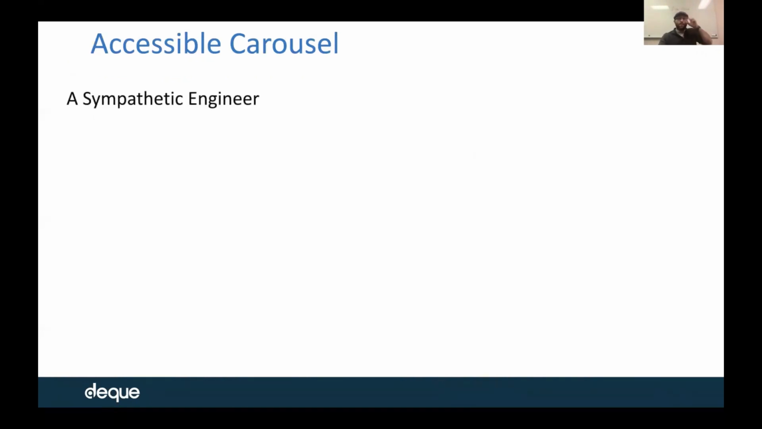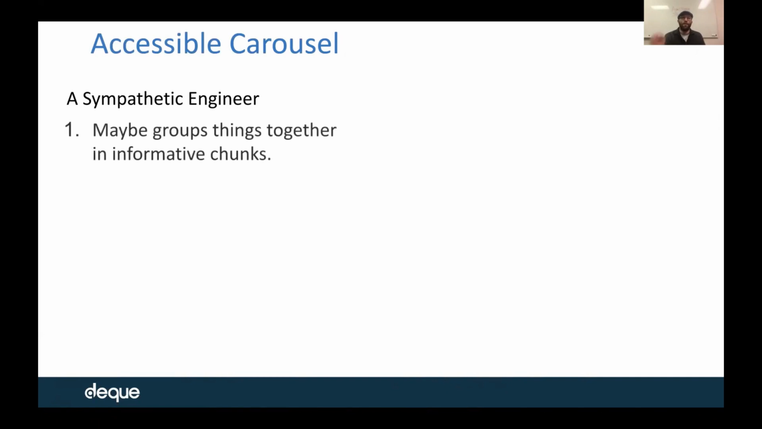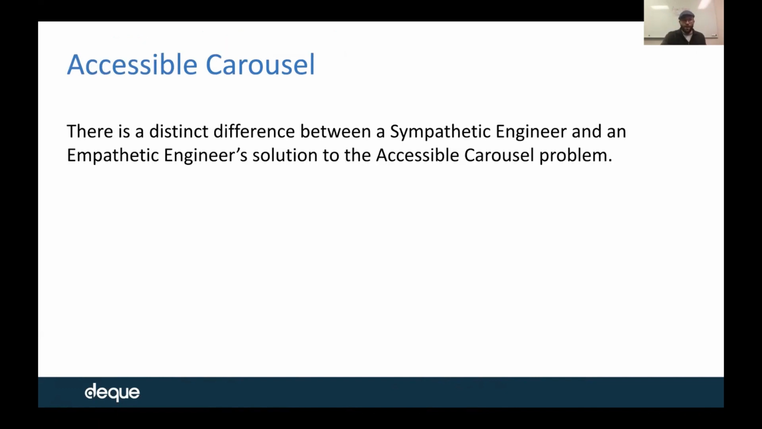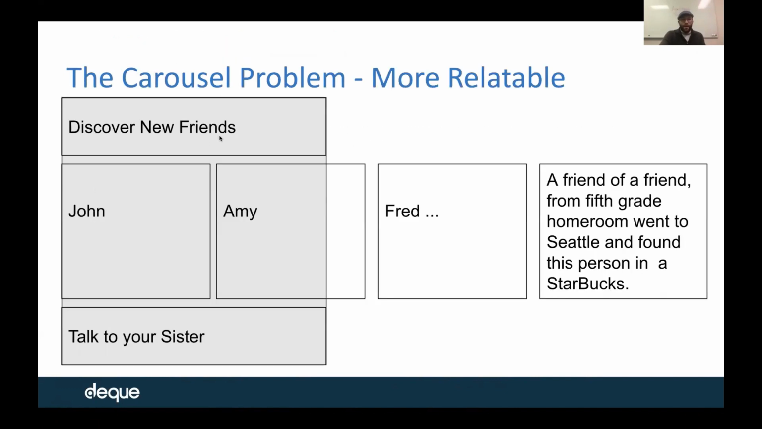So let's talk about how a sympathetic engineer would solve it. Let's talk about how that thing that is going to cost a month of effort, and why it's so damaging and why it doesn't actually solve the user problem. So a sympathetic engineer maybe groups things together in informative chunks. When you go back to the Discover New Friends, you've got John, and John might have a last name, and John might have a comment link, and John might have friends, and there's probably a lot of different focusable targets within the John box.